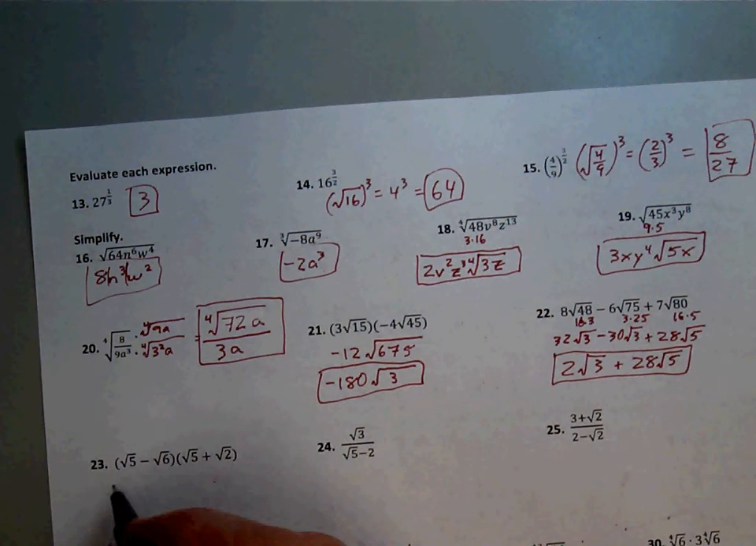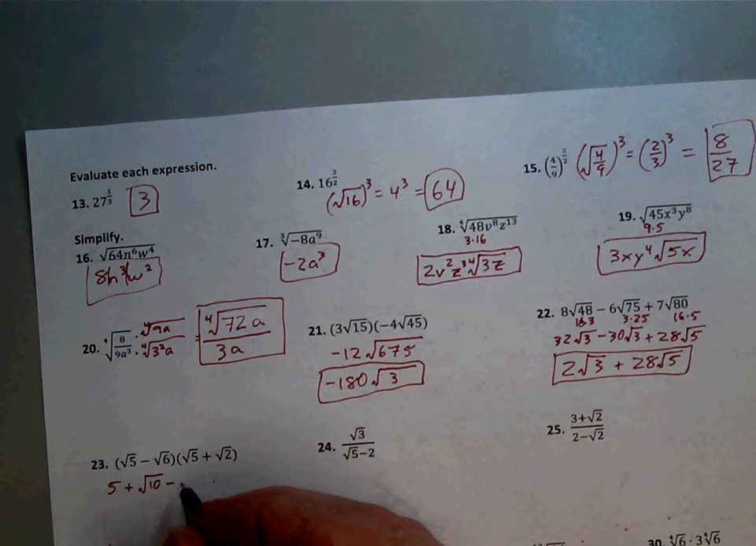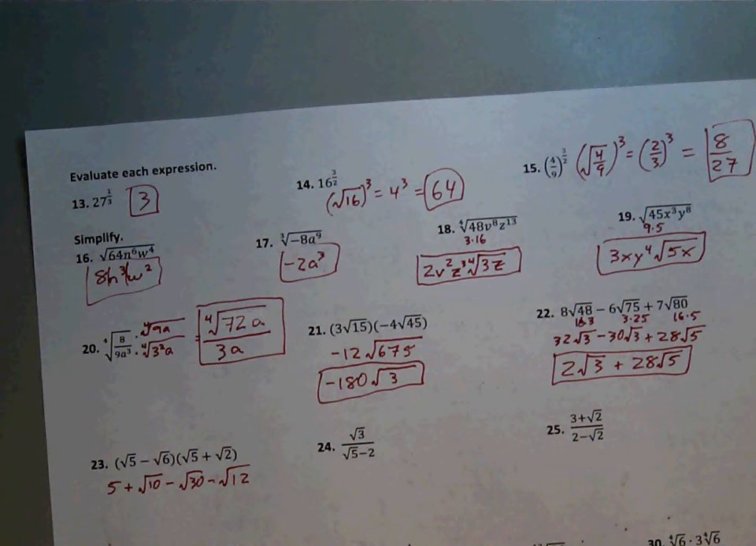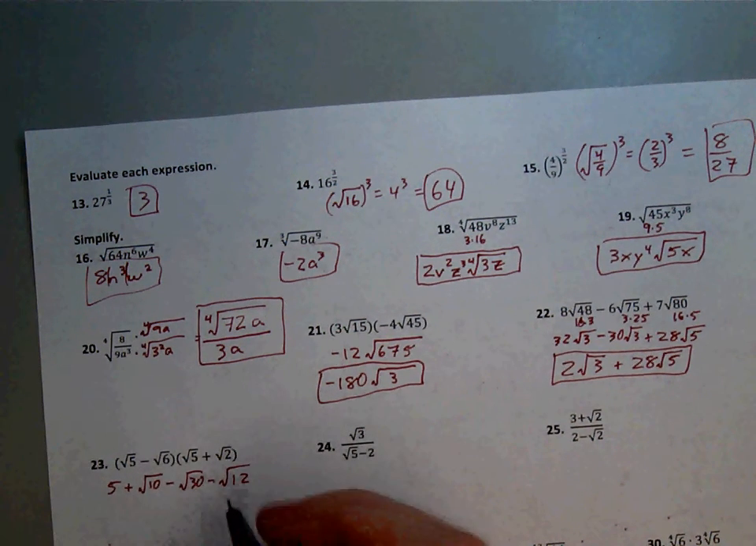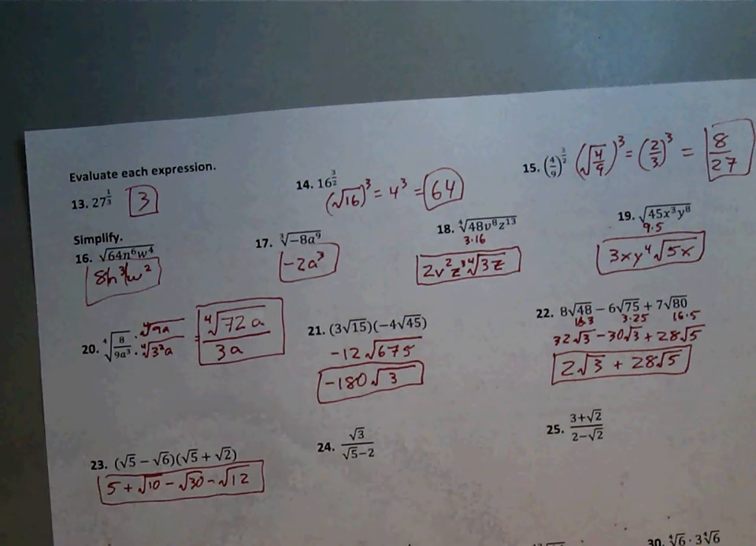Here I've got a FOIL. Square root of 5 times square root of 5 is 5. Square root of 5 times square root of 2 is square root of 10. Minus square root of 30. Minus the square root of 12. There's no like terms that I can combine. I guess I can simplify the square root of 12 there. For sake of time, I'm not going to do it though, because I know I'm running short on time here.